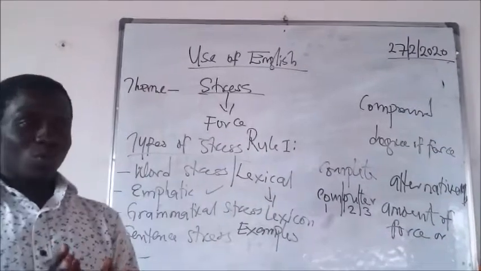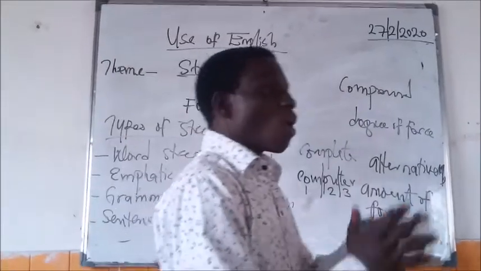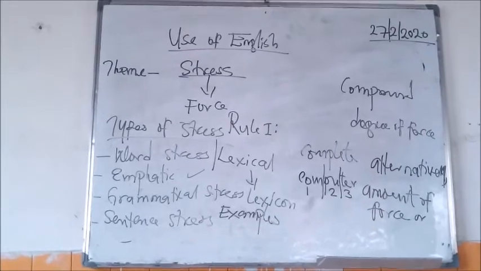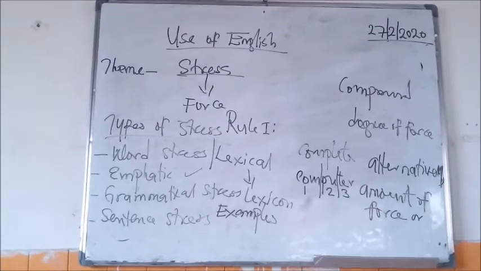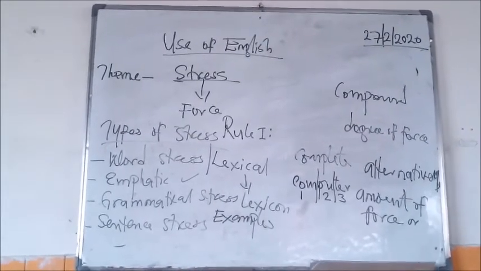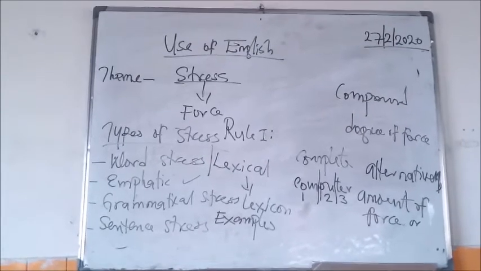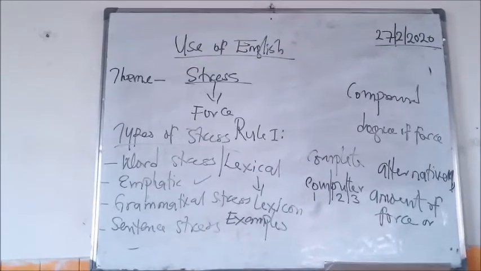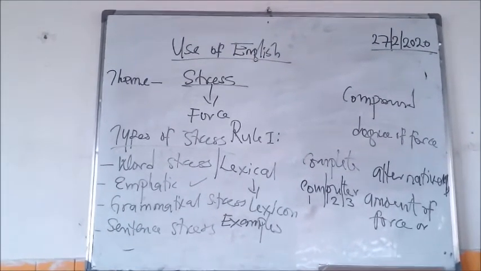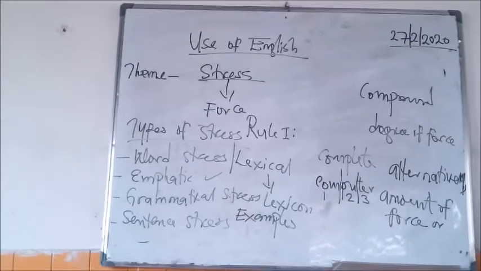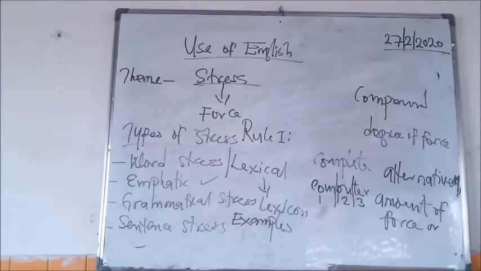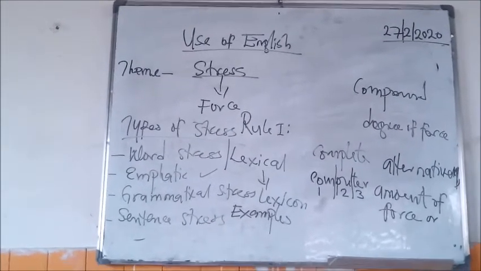I will talk of compound now. Compound simply means when two primary words come together, or when two primary words are connected as one word, it becomes a compound. If the two words belong to noun, then it becomes a compound noun.